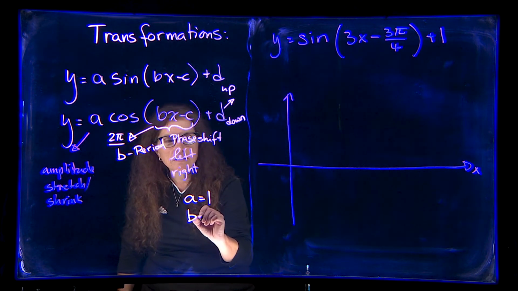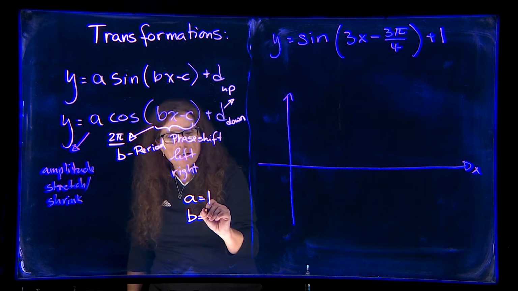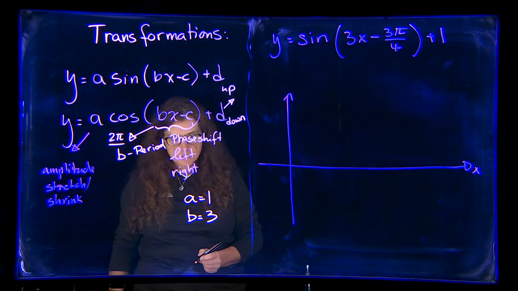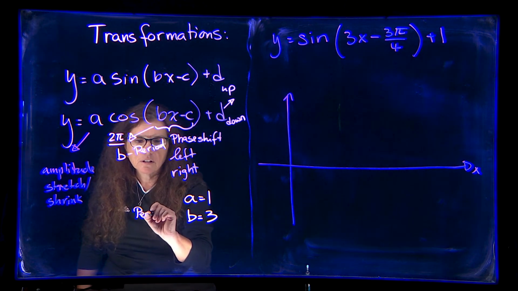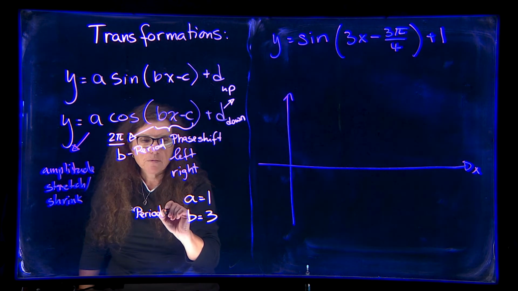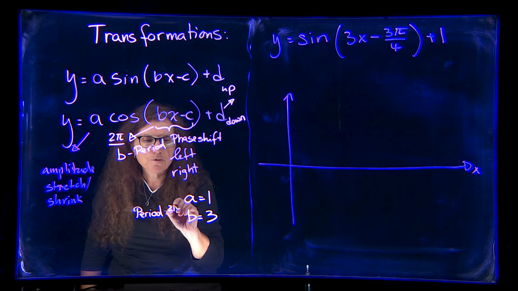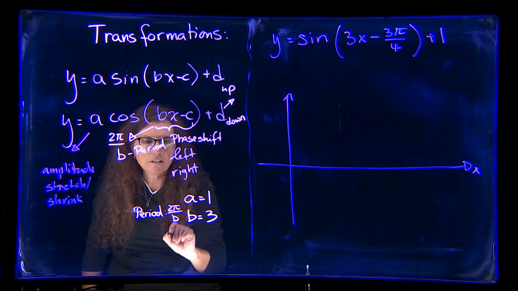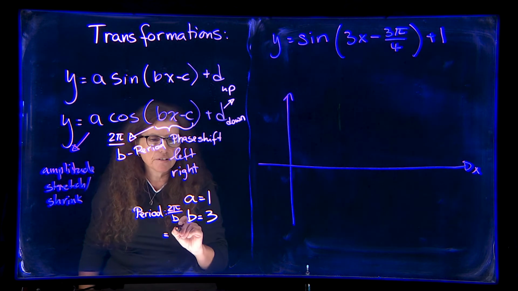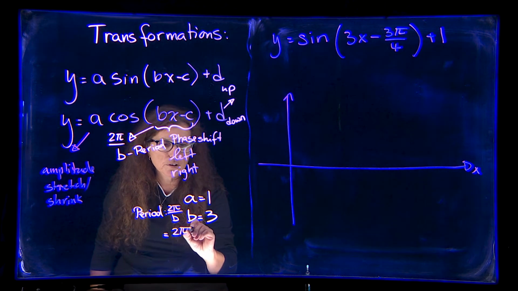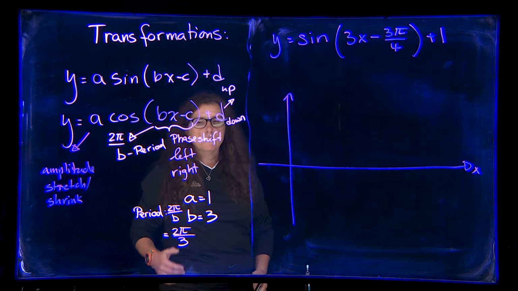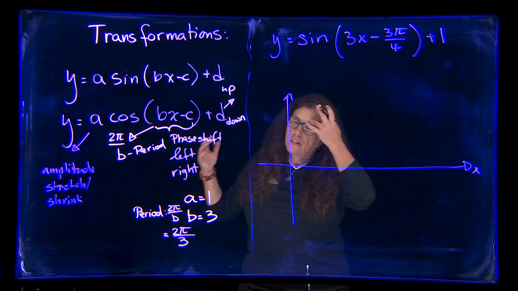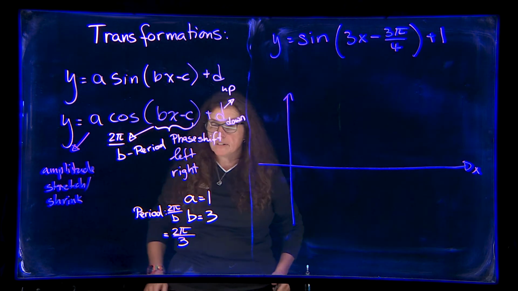B, we need for the period, is 3. So based on that, we can find the period. The period, again, the formula is 2 pi over b, so our period here is just plain simple 2 pi over 3. 2 pi over 3 units is 1 full period.